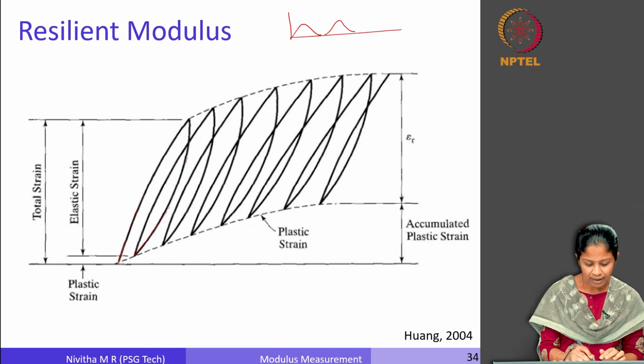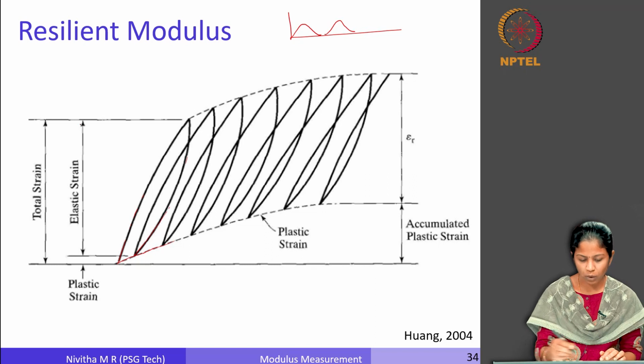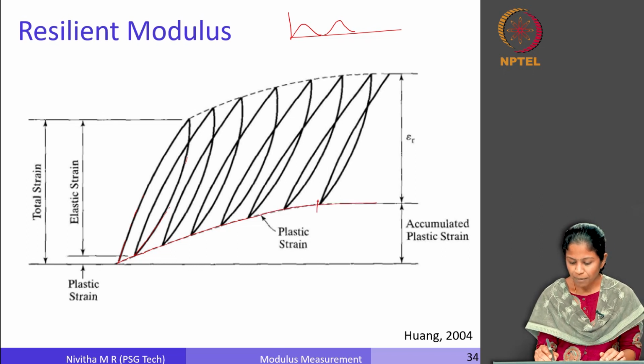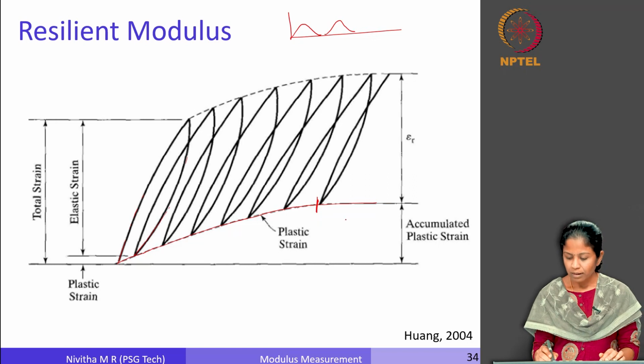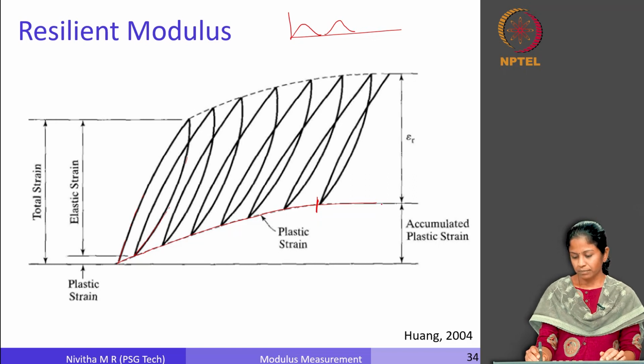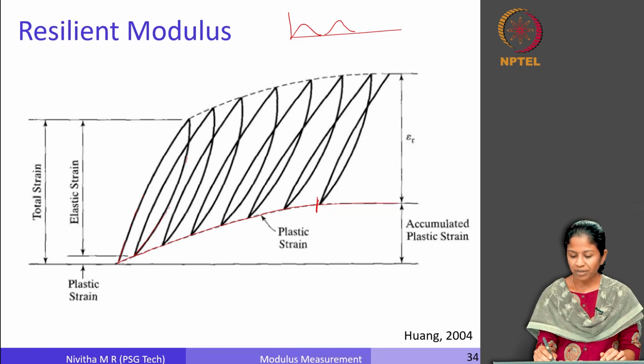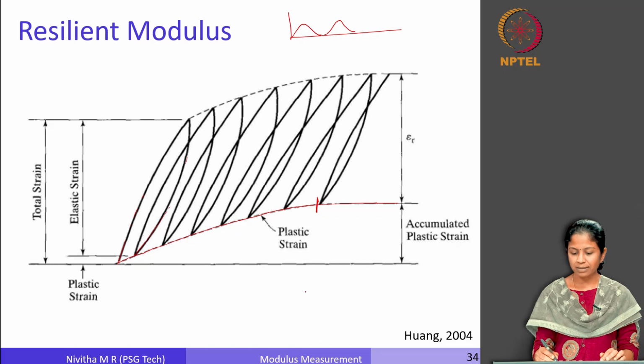You can see here, initially there is some amount of permanent strain. This is the strain that is not recovered, the y axis is the strain. You can see the strain keeps increasing, and after some point of time, beyond this point the permanent strain is almost negligible. The accumulated strain remains constant after this n number of cycles.